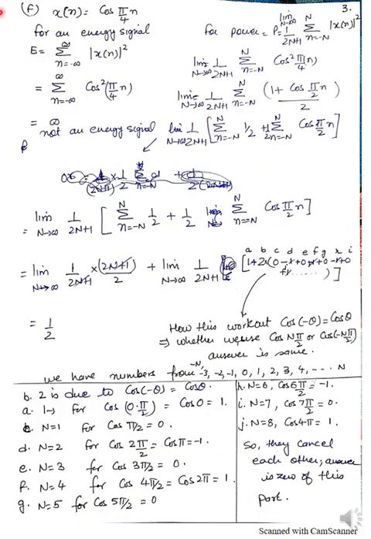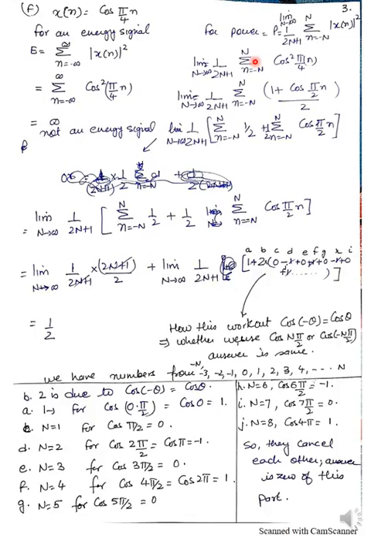Another question, x[n] equals cos(pi by 4 n). For an energy signal, E equals, again using the same formula, the sum from minus infinity to infinity of |x[n]|². So it will be cos² of pi by 4 n. When you put the value of n here, the answer will be infinite. So we can say that this is not an energy signal.